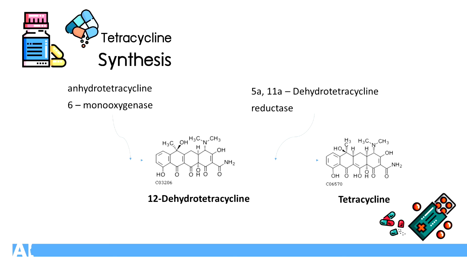Release a hydrogen on the 13-hydroxyl group and add a hydroxyl group on carbon 6 to convert into 12-dehydrotetracycline by anhydrotetracycline 6-monooxygenase. The electron is reduced by 5A,11A dehydrotetracycline reductase and becomes tetracycline.